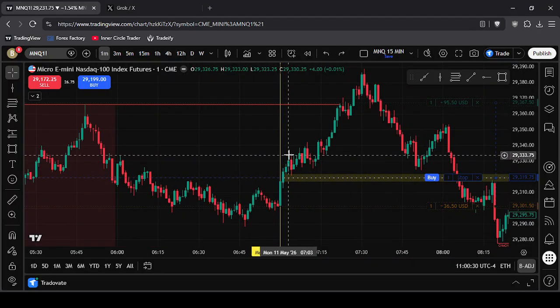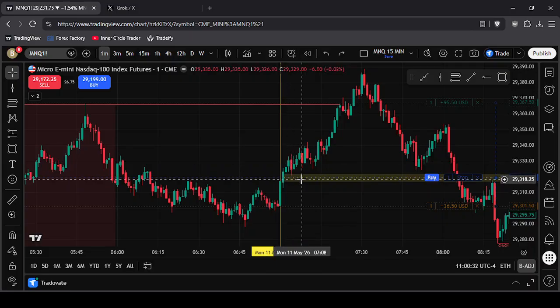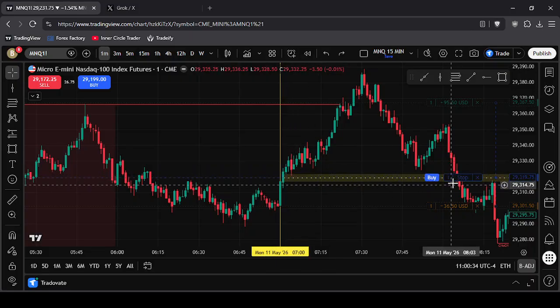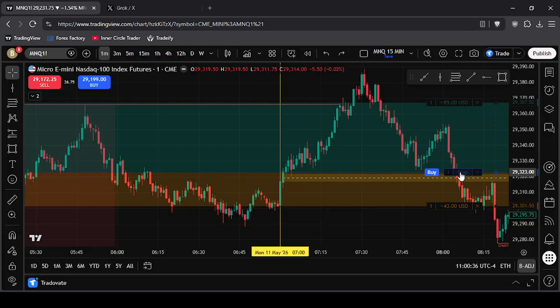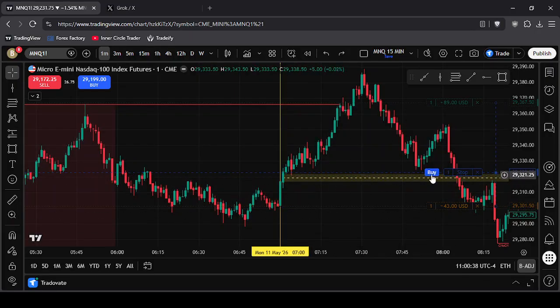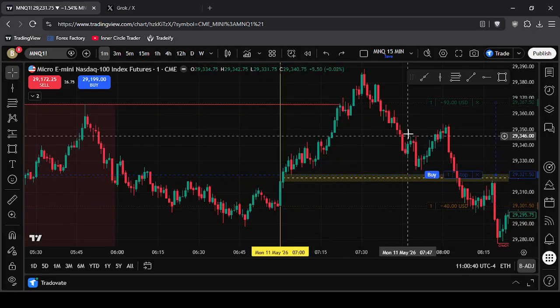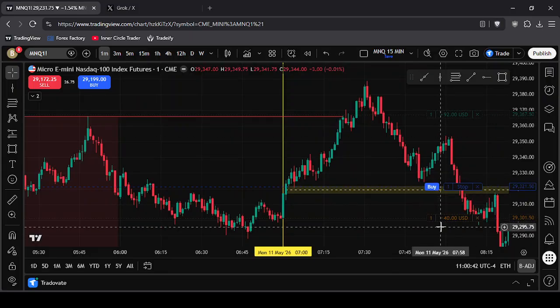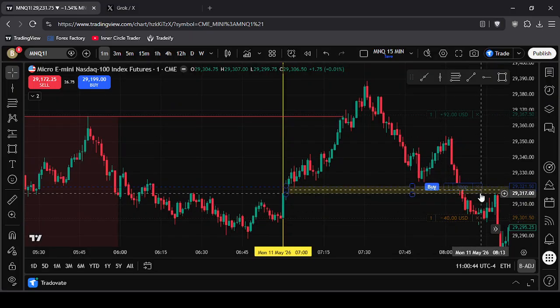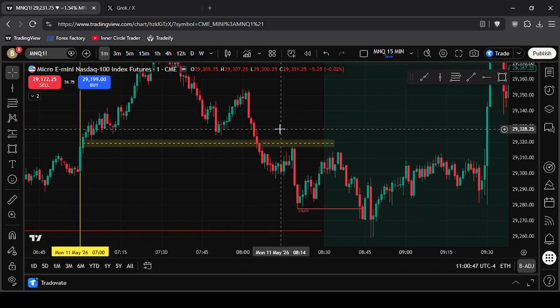If it edges in here, they go up, they go down. They could not even touch the 50% of it. So technically your entry would be here. If EG minus 1 tick, boom, you catch $92 for risking a 40. Nobody will give you that.